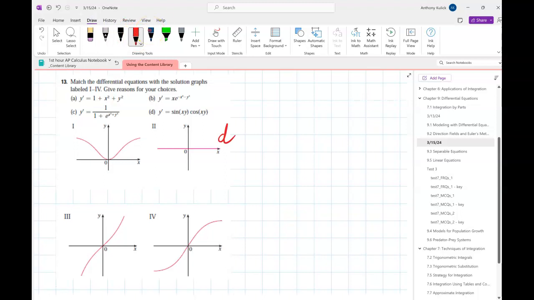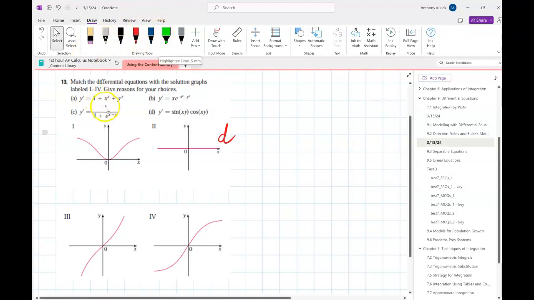Now let's take a look through the rest of these. So if I'm at 0, 0, oh, this is the solution graph. Oh, poopy. Hold on a second. I have to think about this a different way. My apologies.